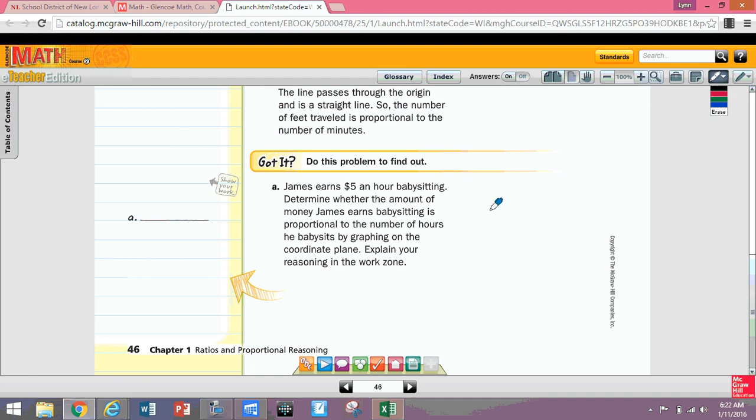Now we need to create a ratio table. Your ratio table is going to be the money he earns compared to the hours. And like I said before, you should always start with a simple number, and because we're determining if it's proportional or not, with 0. If he works 0 hours, how much money is he going to earn? $0. If he works 1 hour, he earns $5. If he works 2 hours, he's going to earn $10.